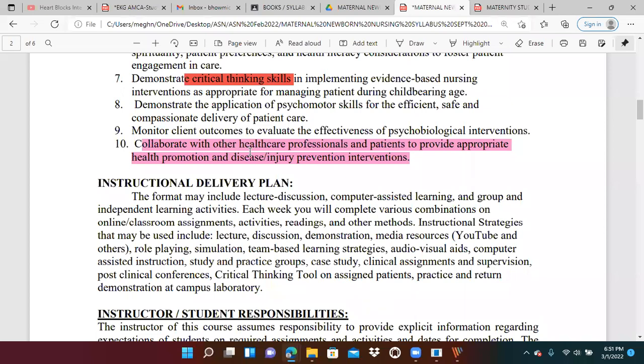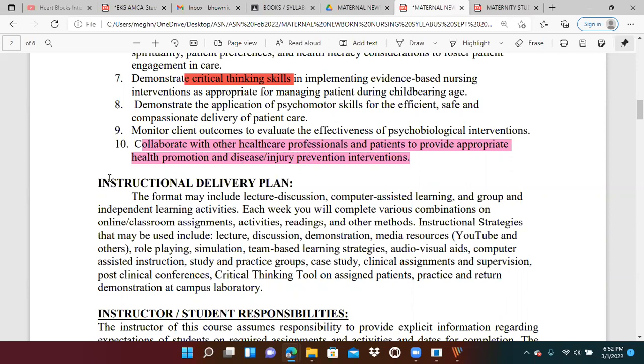You are working in a cardiac step-down unit, and suddenly you feel your patient's EKG is changing. You call the doctor, which means you communicate with the healthcare professional. Provide appropriate health promotion, and also you have to know how to prevent injury, such as falls.